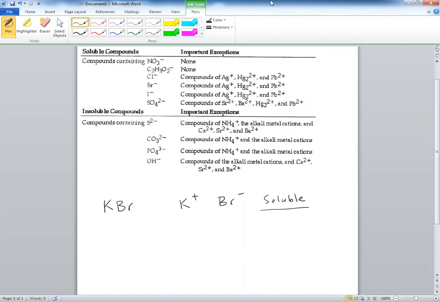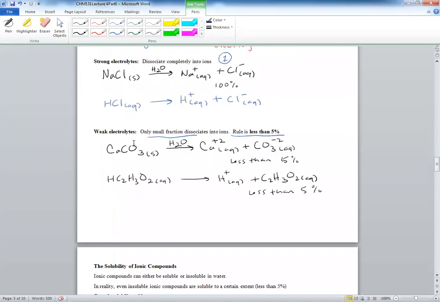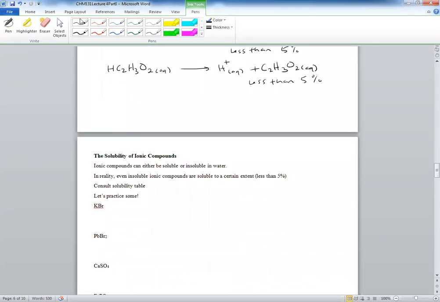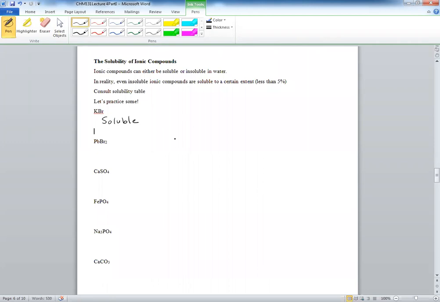If you look at, let's go back to our lecture notes. So again, we said this was soluble. So if it's soluble, is that a strong or weak electrolyte? Yes, it's a strong electrolyte.